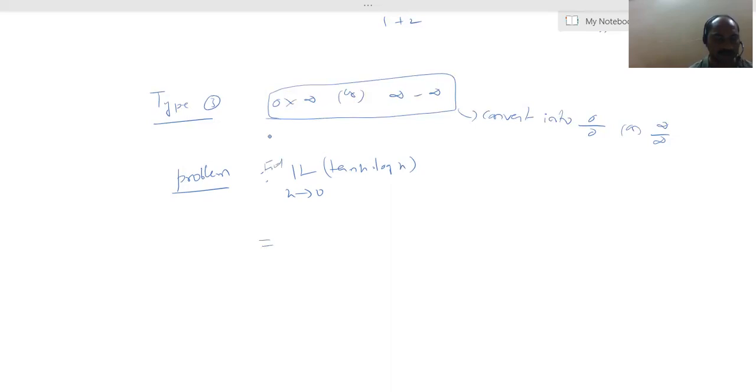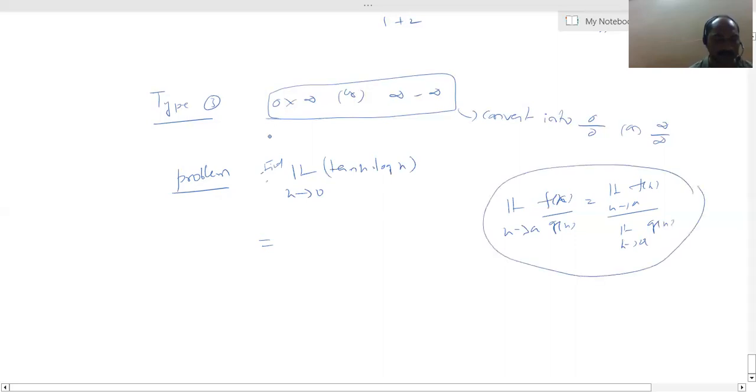limit. Substitute the limit. Actually, you remember, I forgot about the limit definitions. Limit x tends to a, f of x by g of x. This value is nothing but limit x tends to a, f of x numerator derivative by denominator derivative. This is the definition, not our creation.